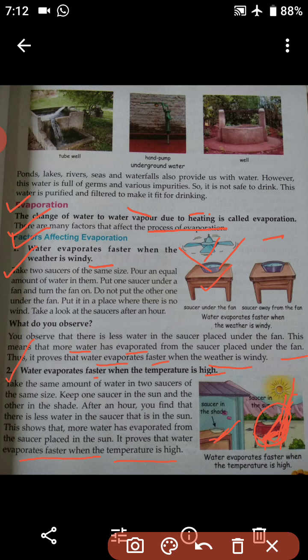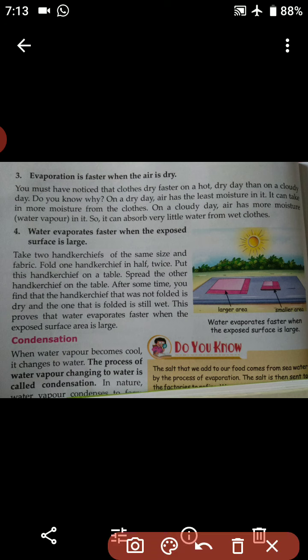Okay students. So number 3, you see, evaporation is faster when the air is dry. So students, when the air is dry, evaporation will be faster. You must have noticed that clothes dry faster on a hot, dry day than on a cloudy day. So, do you know why?